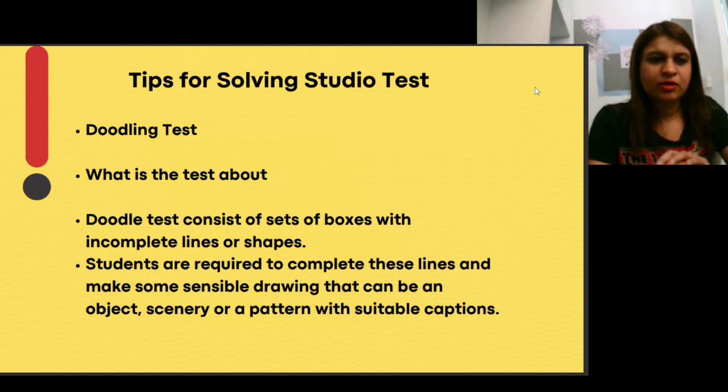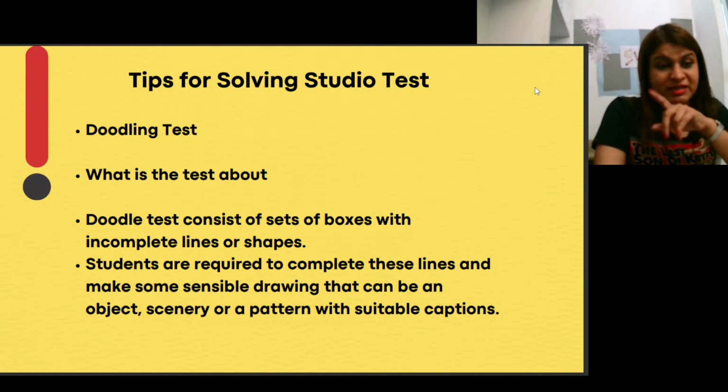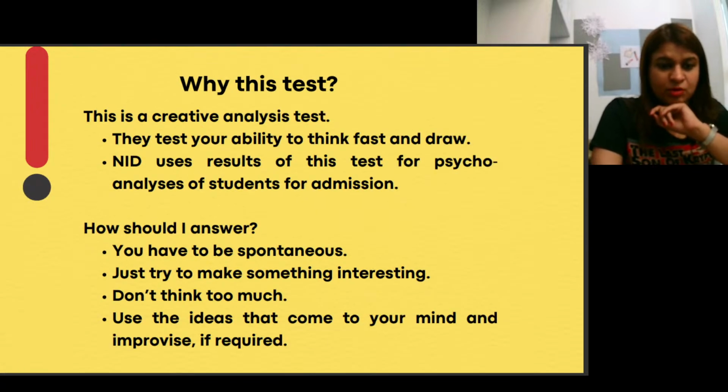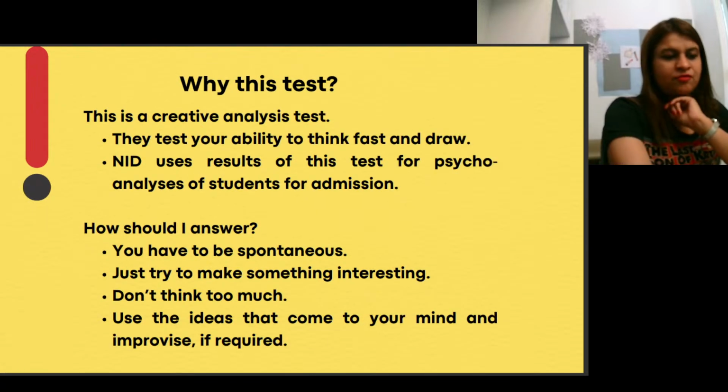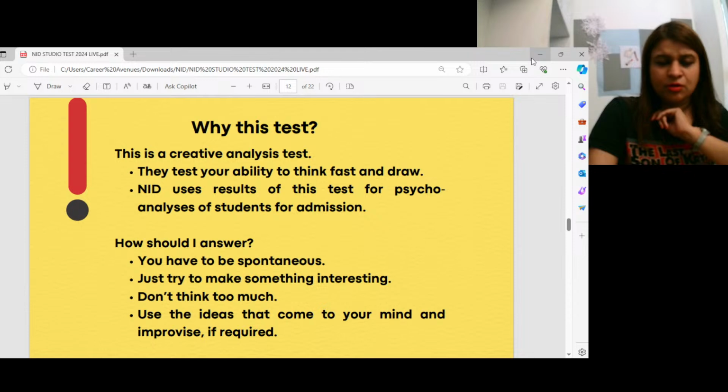Okay, so tips for solving studio tests. Quickly, let's look at what the tips are. As I told you, first of all is the doodling test, very important. So yes, practice a lot of doodling. Then students are also required to complete certain models. Okay, so material manipulation is something very important, right? Over here I would also like to show you some of the material that we will be working on.